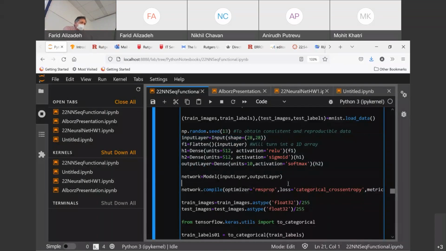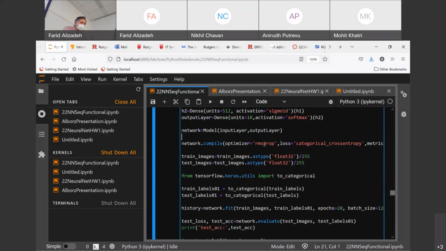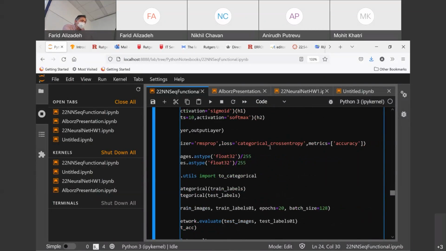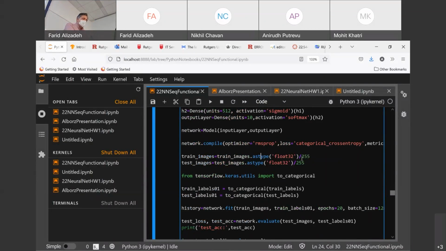But the rest is basically the same. You have to compile. This time I'm using a different optimization, RMSprop. We will see what this is later. But the rest is the same. Categorical cross entropy, that's basically the log likelihood function for the multi-variable, multi-output. Metrics accuracy. Do your scaling. Make sure to do the scaling.